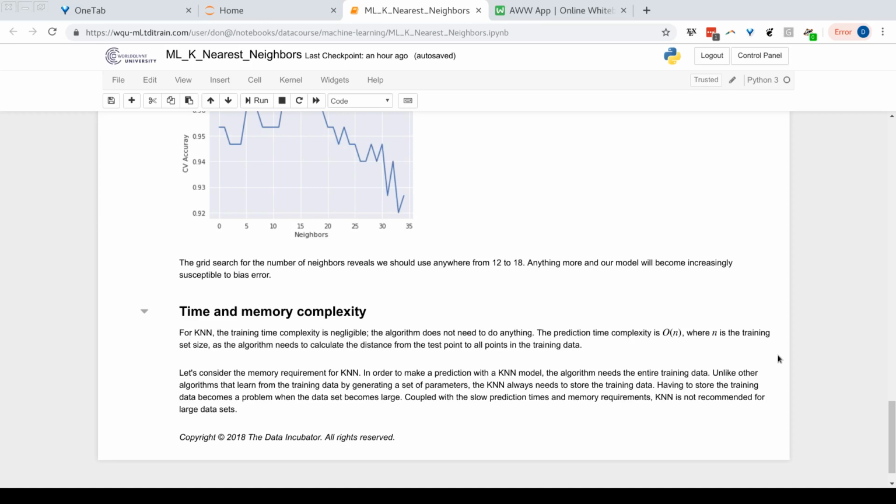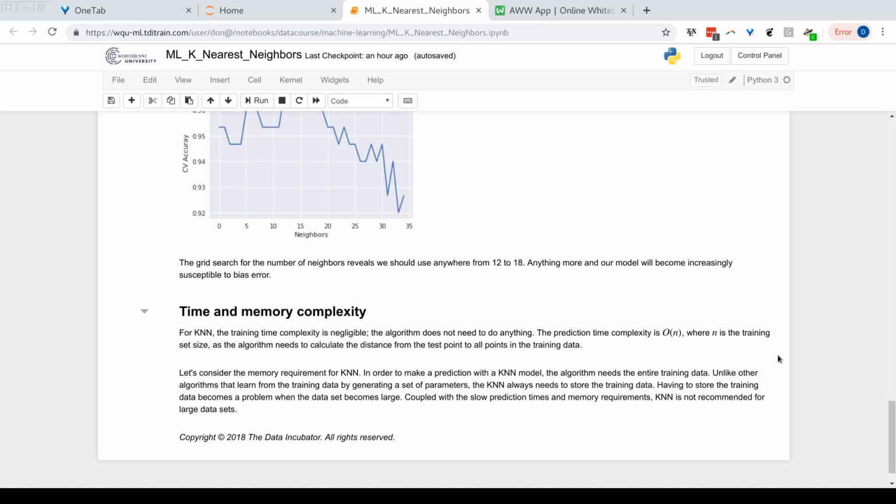For prediction, the time complexity is order n, which makes sense because if you have a larger data set, you have to calculate more of those distances, and it's a linear scale. If I double the number of training points, then I have to double the number of calculations for distance. So the time complexity for prediction is linear.